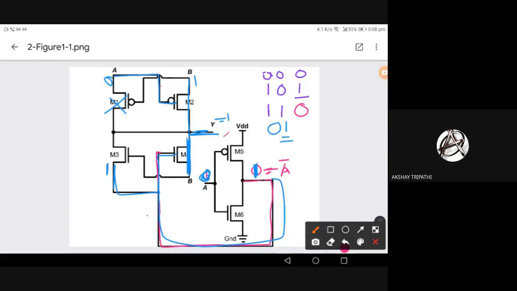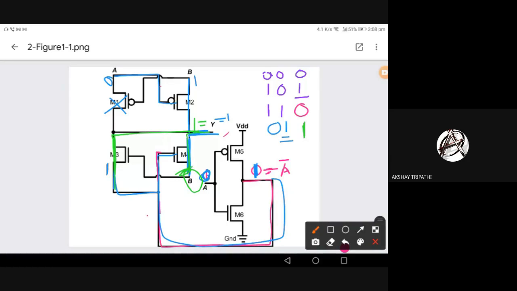This high value of B is also short circuited to Y. So again we can ensure that Y is high not only from the bottom but also from the top. So it is strengthened. And M3 is also on, again strengthened by the A bar. Okay, so we got one.